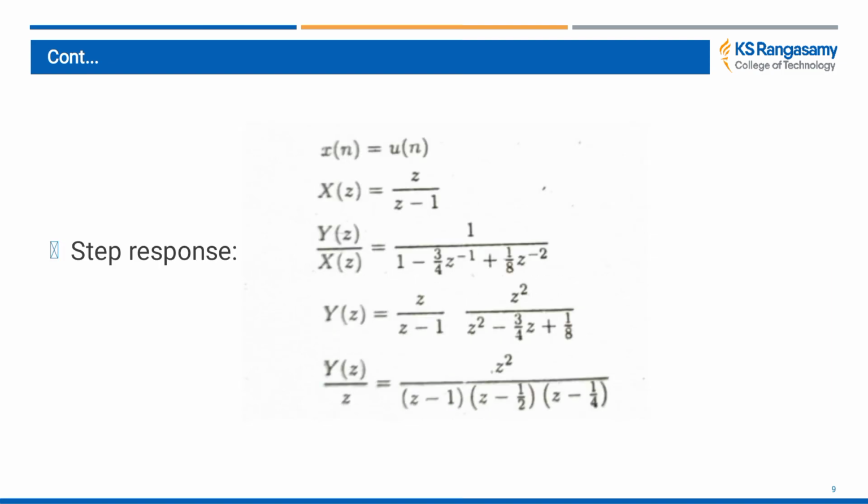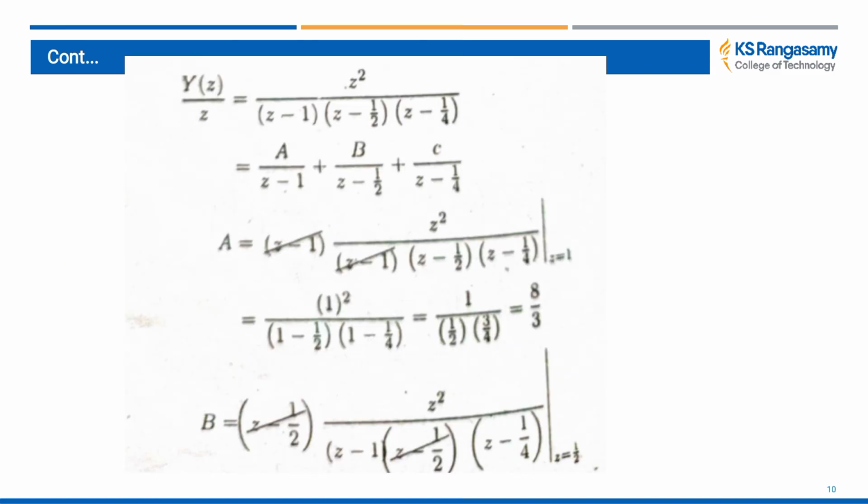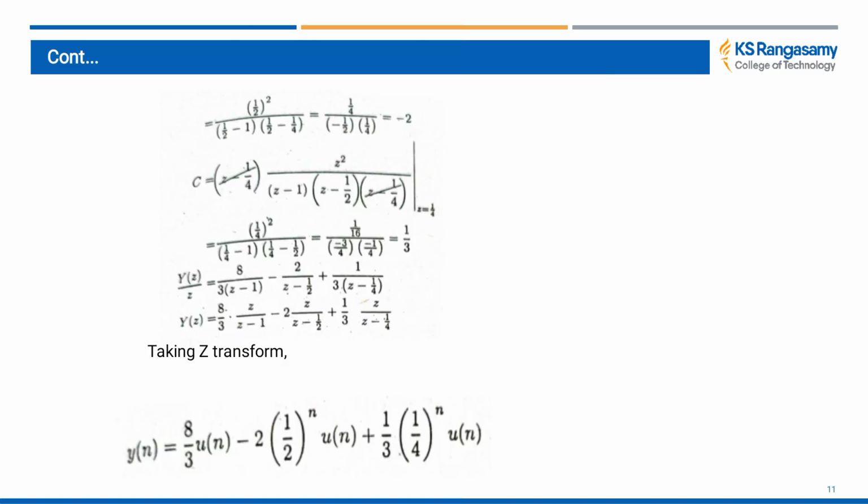Next is for step response. For step response, x of n is equal to u of n. Taking the z transform of x of n, x of z is equal to z divided by z minus 1. So we have the x of z term in the denominator, cross multiply by the term, and we have the equation z square divided by z minus 1 into z minus 1 by 2 into z minus 1 by 4. Then we apply partial fractions for finding the coefficients. Hence we have found a is equal to 8 by 3, b is equal to minus 2, c is equal to 1 by 3.